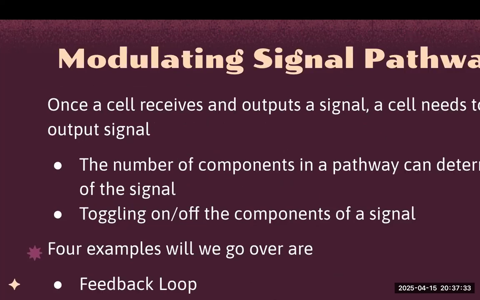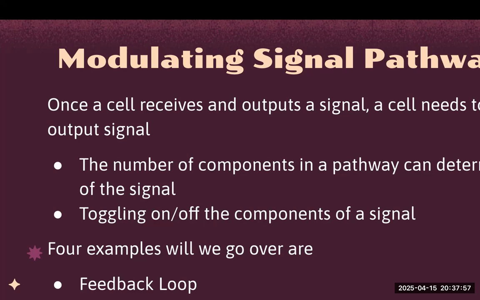Okay. All right, now let's talk about modulating signal pathways. So once a cell receives and outputs a signal, the cell needs to modulate the output signal. So what does this mean? We need to regulate how strong the signal is. Okay. So what are things we can do to change that? The number of components in a pathway can determine the strength of a signal, right? So we're talking about more steps, less steps.